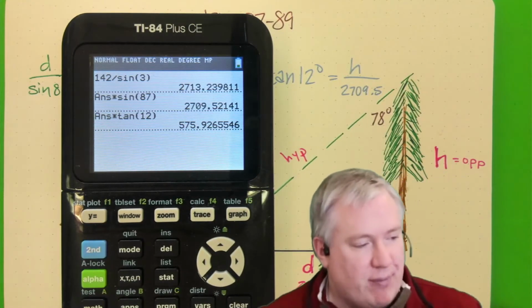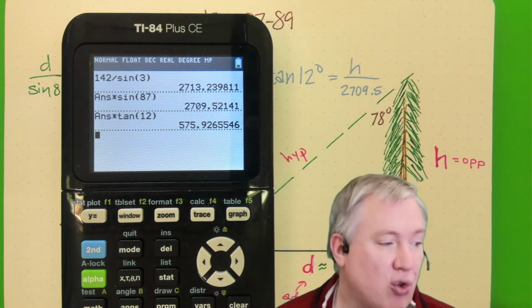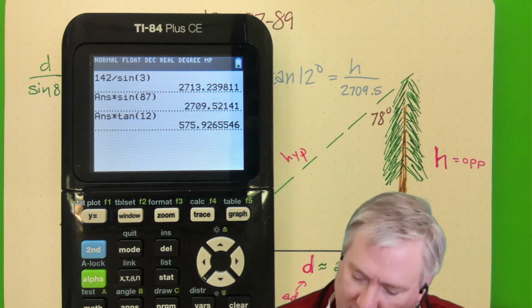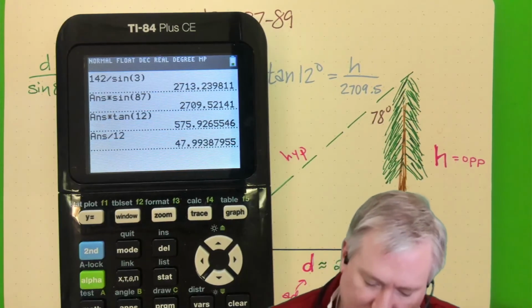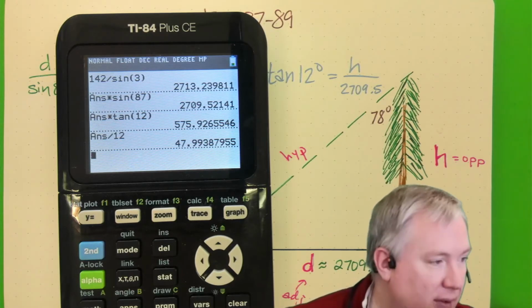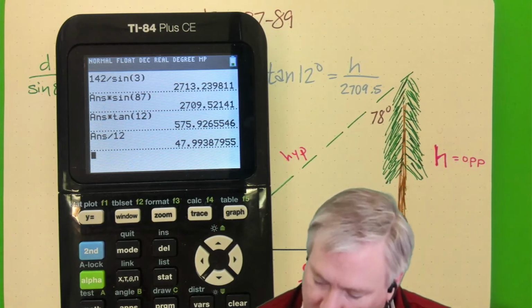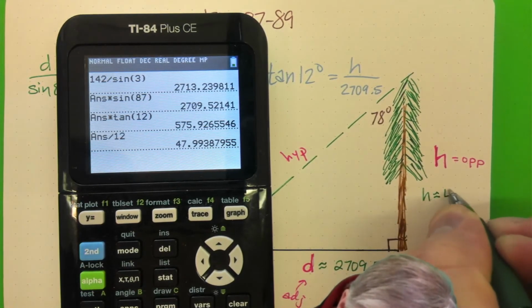Now, because it doesn't really make a ton of sense to talk about the height of a tree in just inches, I'm going to divide by 12 to convert back to feet. So here I have something, oh, that's pretty close to just 48 feet if I round it there to the nearest decimal place. Okay, so my height is about 48 feet.